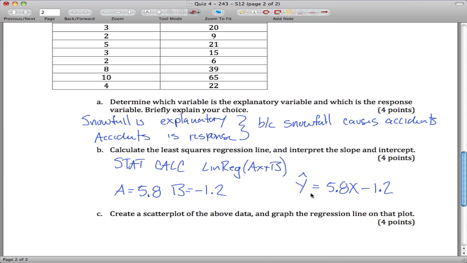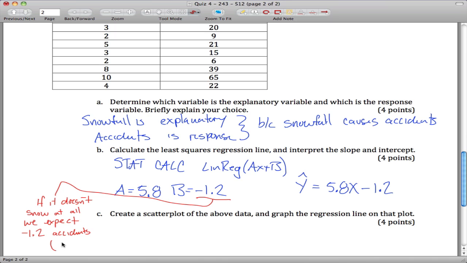To interpret this, what this is saying is that if it doesn't snow at all, we expect negative 1.2 accidents, which doesn't really make sense. Maybe you could throw a big question mark there.